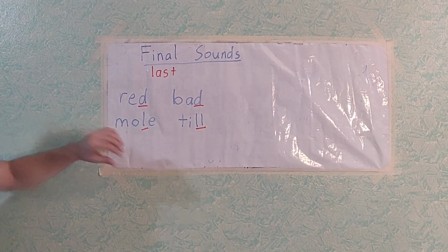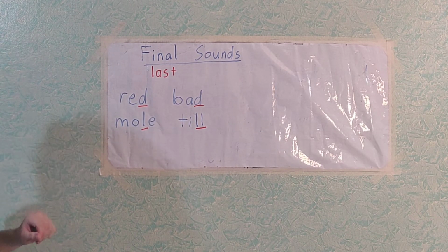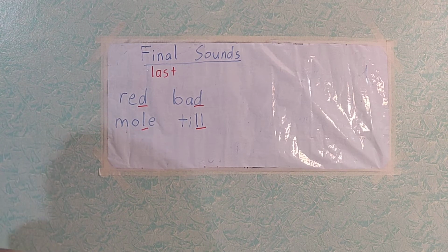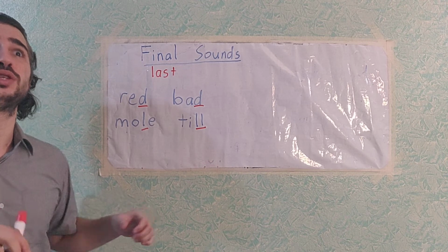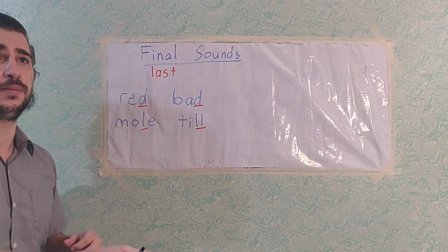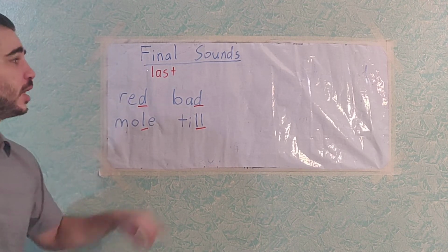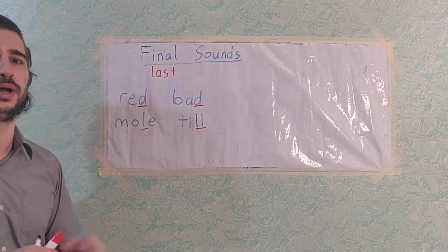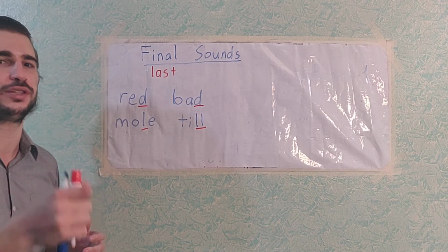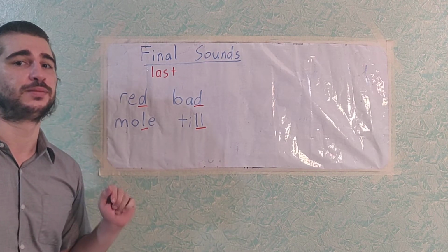Oh, and just so you know, a mole is a type of animal. It digs in the ground. A till is when you go to a shop and you give them money, they put it in the till. That's where the store keeps its money. When you're buying something and they need to give you change, that's a till.